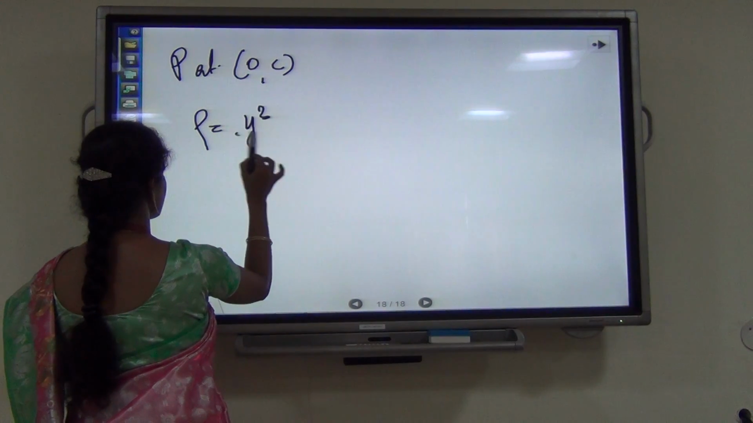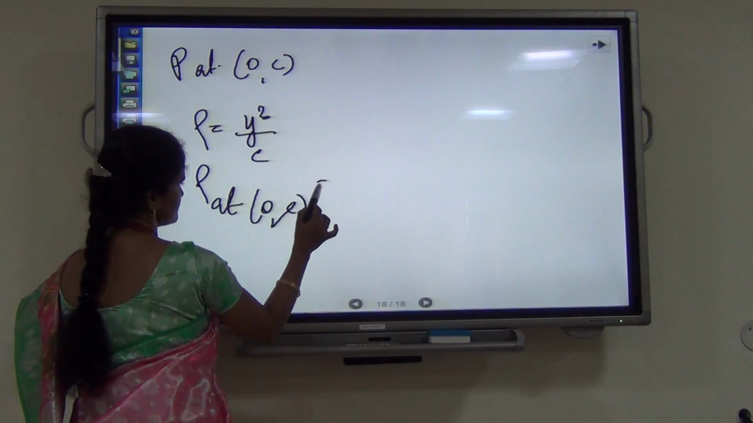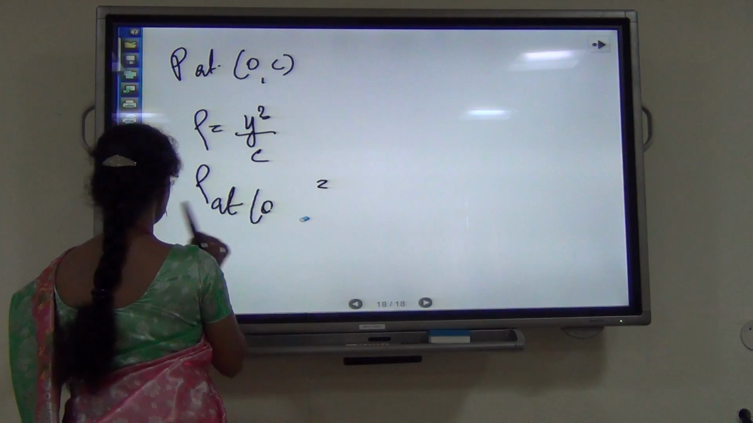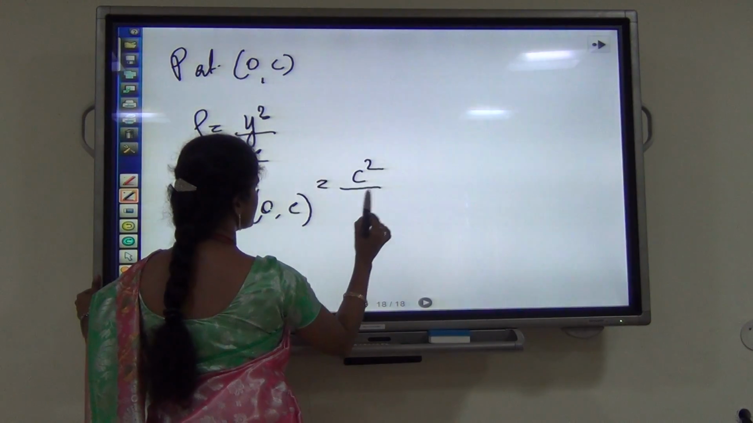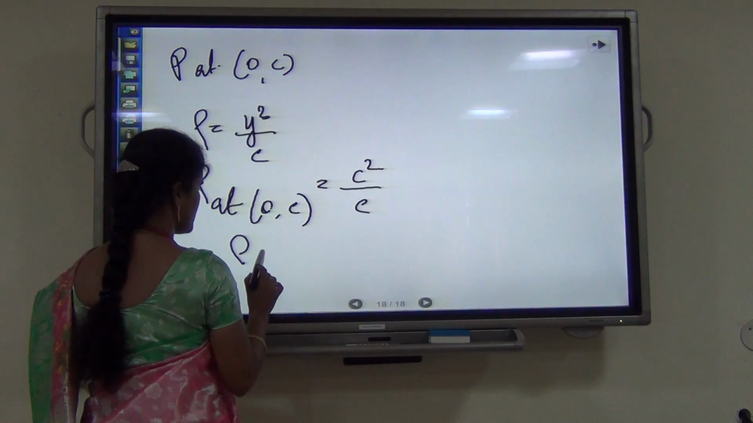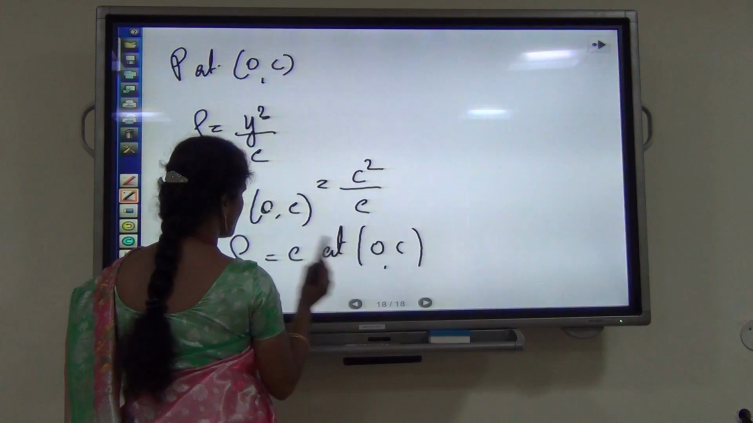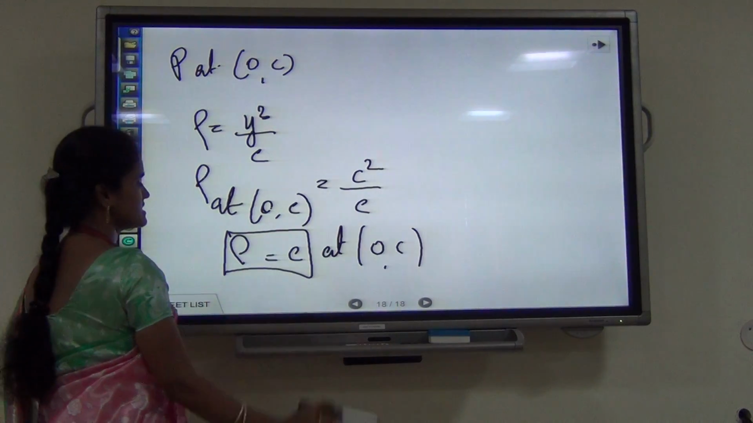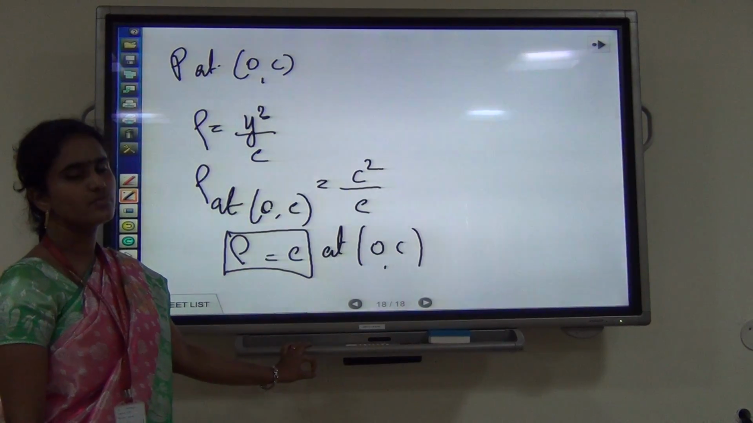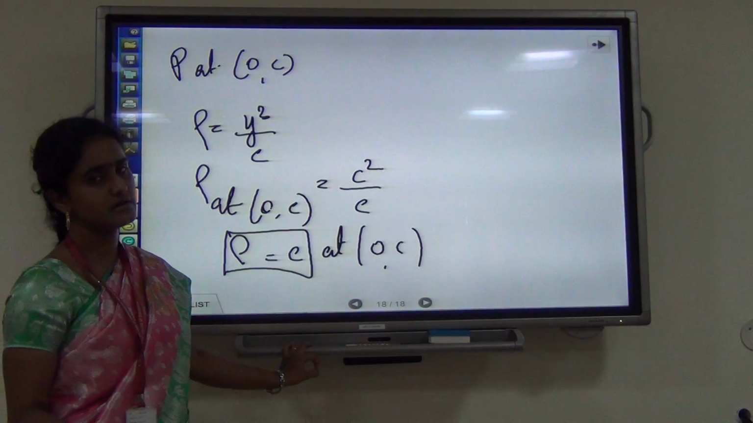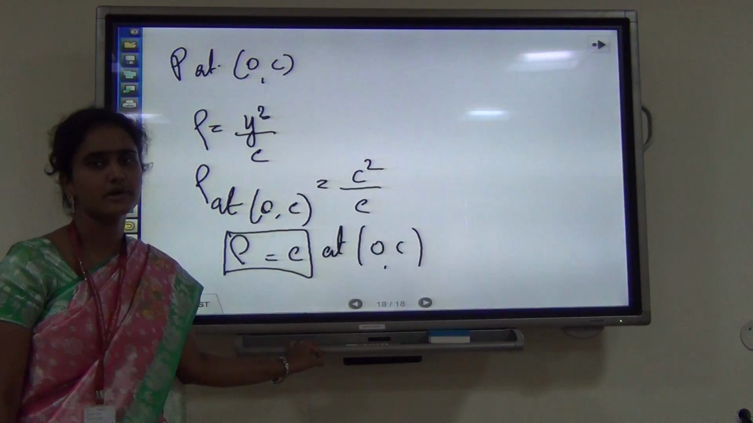It is y square by c. What will be rho at 0 comma c? It is c square by c. So rho is equal to c at 0 comma c. So the value of rho at 0 comma c is a constant, that is c. This is how you can find it for any point x, y, and you can make it for a particular point 0 comma c.